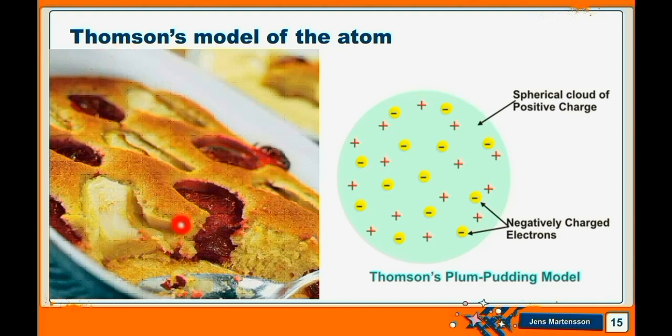Now basically, plum pudding is a pudding of any variety, whichever flavor is available, in which plums are embedded. Likewise, Thomson also said that there is a pudding of positive charge in which the negative charges play the role of plum. Now here, if you take this one pudding, these red colors are the electrons which are present in the form of plum.